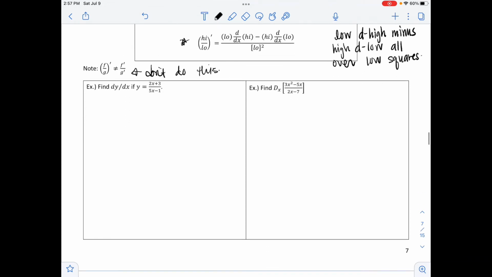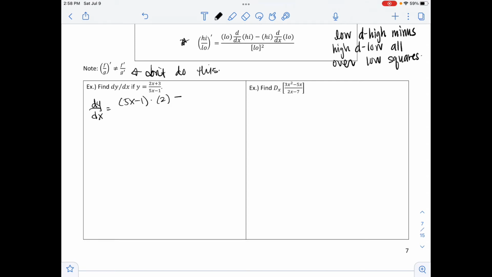And so we have an example here that says find dy dx if y equals 2x plus 3 over 5x minus 1. So dy dx is going to be equal to, and it's low, and our low factor is the denominator. So we have 5x minus 1 times the derivative of the top, so d high, which is just 2. The derivative of 2x is 2, and the derivative of 3 is 0.